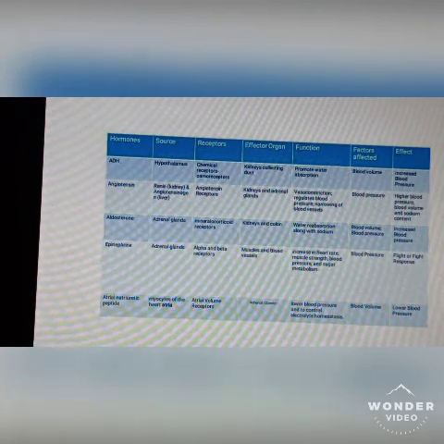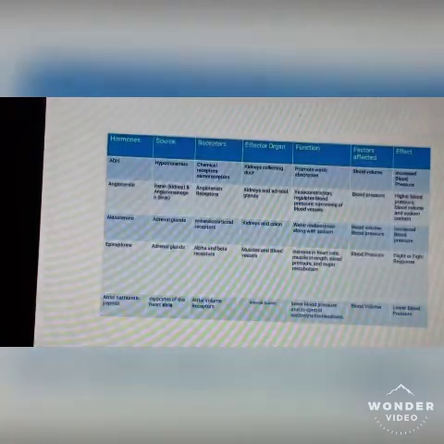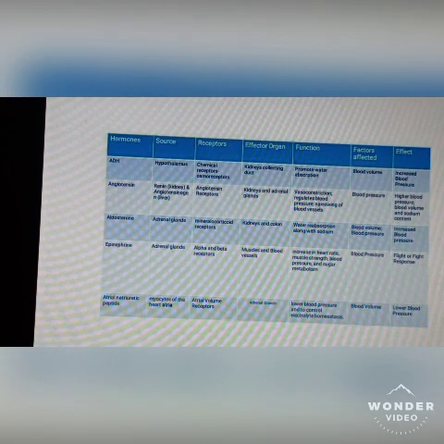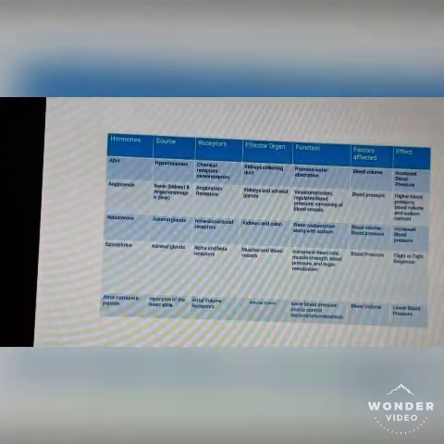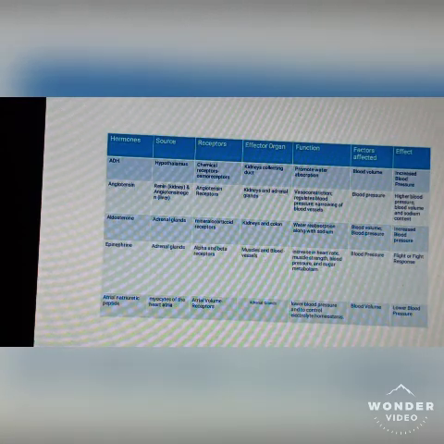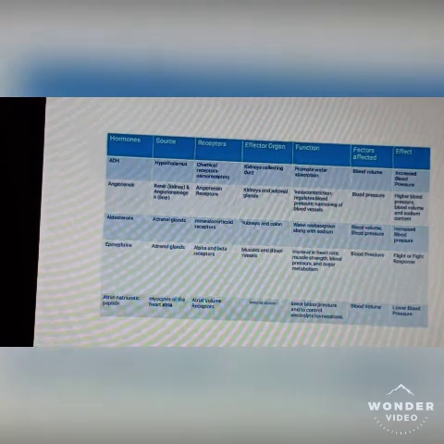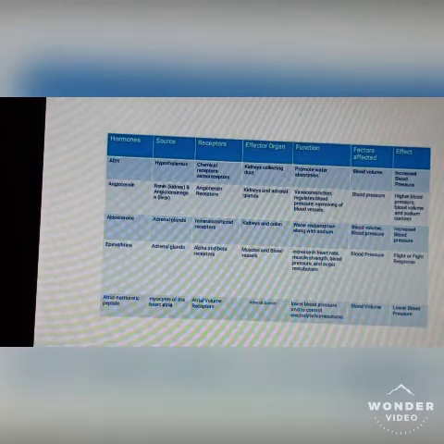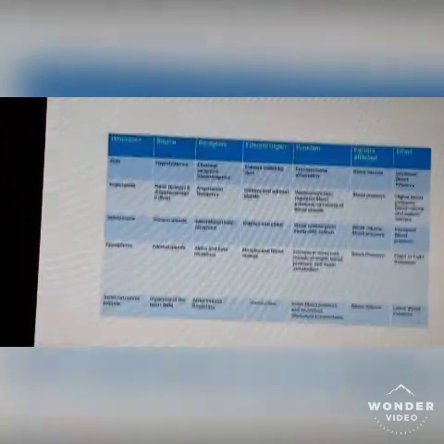Fourth, atrial natriuretic peptide. Source: myocytes of the heart atria. Receptors: atrial volume receptors. Effector organ: adrenal glands. Function: lower blood pressure and control electrolyte homeostasis. Factors affected: blood volume. Effect: lower blood pressure.